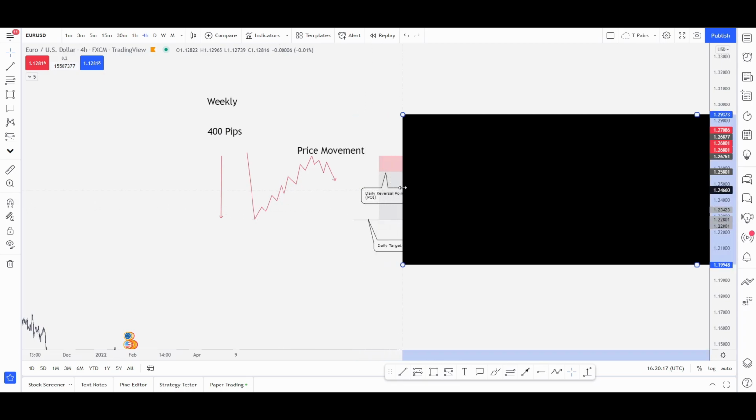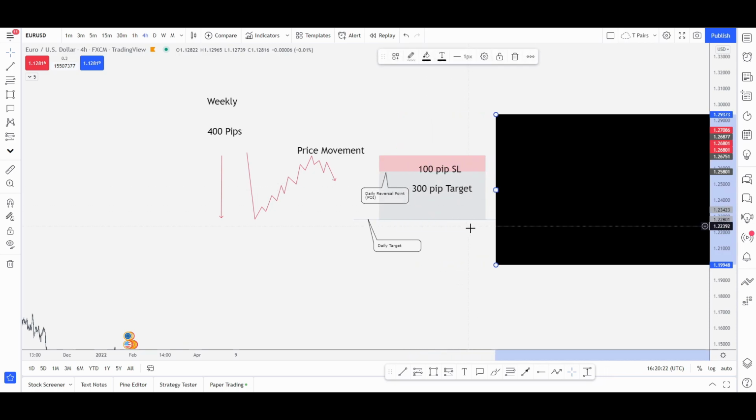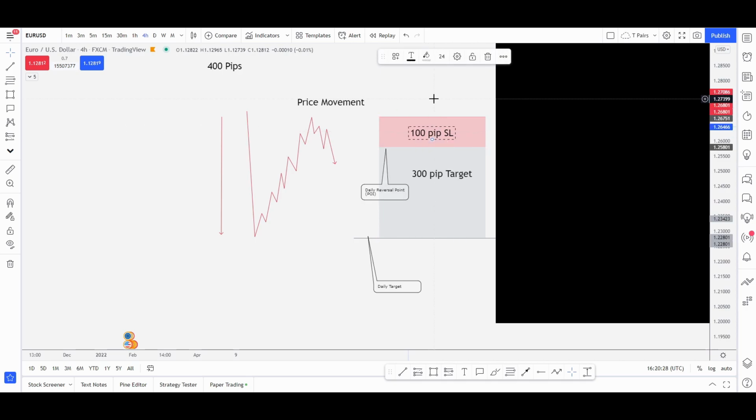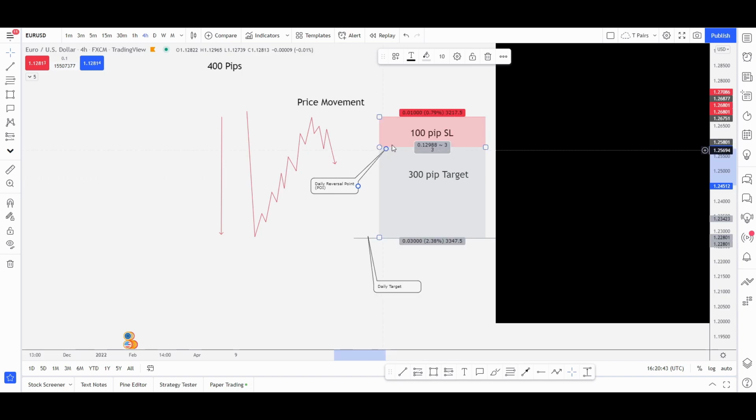So looking at this, I've put it down as daily, but pretend it says weekly, but our stop loss is going to be, just to keep the numbers nice and round, 100 pip stop loss and a 300 pip target. So a 1 to 3, good ratio. For a lot of strategies, 1 to 3 is really good. If you're getting a 50% win rate, you're going to be growing your account without a doubt. So let's just say that the stop loss is 100 pips, the target is 300 pips, it's 1 to 3.